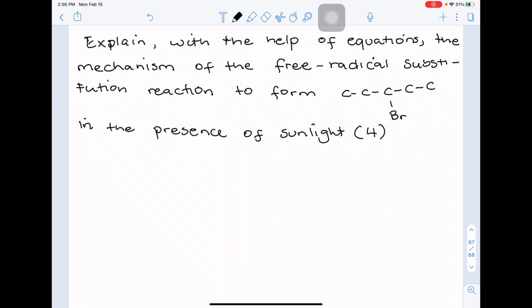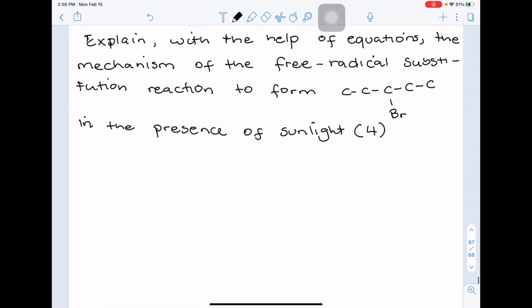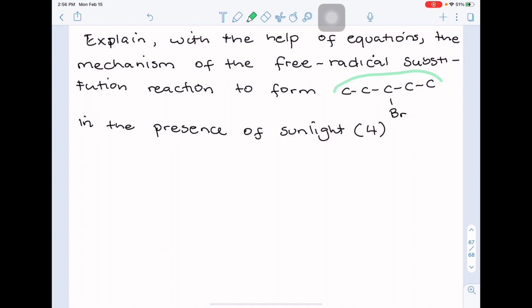So I modified the question a bit because, as you know, I never use the questions as they are, even in the test. So here, we know what we are forming. We are forming this guy over here. I didn't write the name because part of the question that I would then ask, if it was my question, would be name the product. Okay, so I didn't put the name, but I drew it.